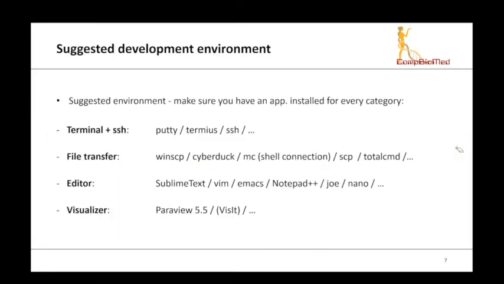Quickly about the suggested development environment. You will need one program for each of these categories installed on your local notebook to be able to compile and run HemoCell. These are very basic, typical development tools. First, of course, you will need a terminal to access the login node of the HPC machine. If you are using Linux or Mac, then you have this out of the box. Just open up a terminal and you can use the SSH command. If you are using a Windows machine or you would like some cross-platform solution, then PuTTY or Termius can be of help.